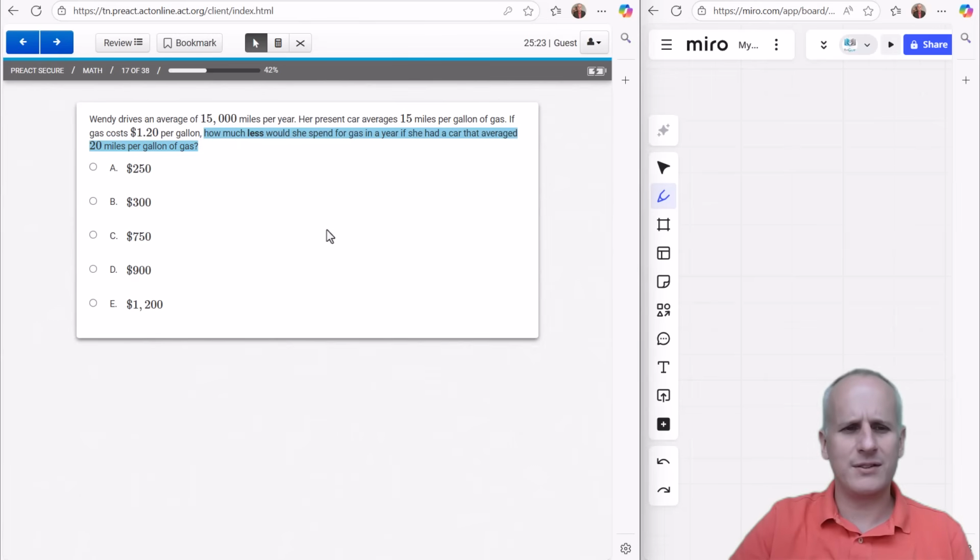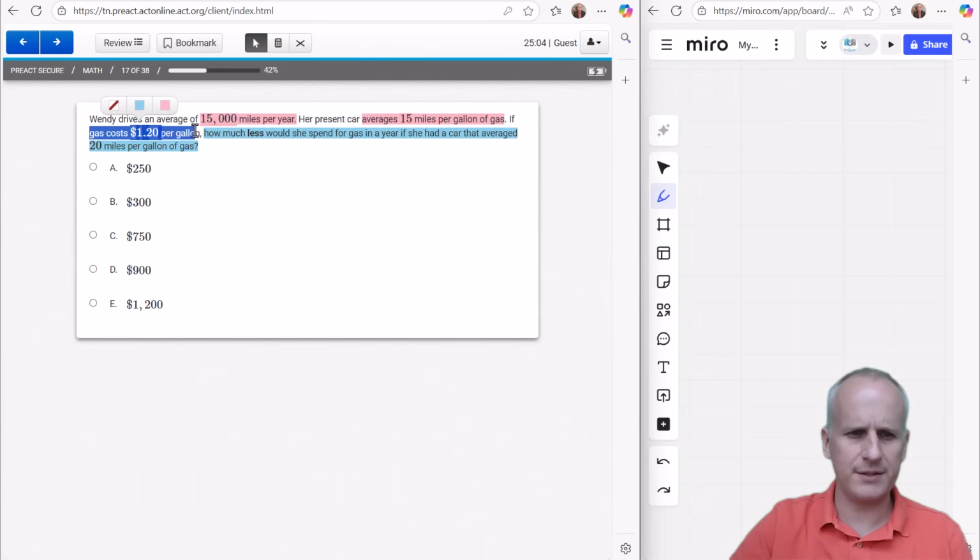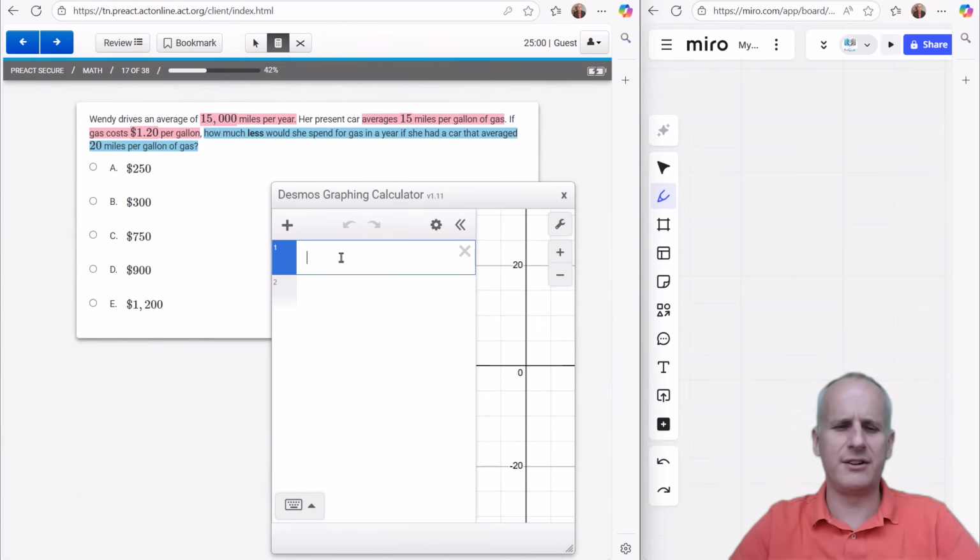So we start reading from the beginning, and I'm going to have my pointer once again, and we're just going to focus on details that are going to matter. So Wendy drives an average of 15,000 miles per year, so we'll highlight that in pink. We know her present car averages 15 miles per gallon of gas, and gas costs $1.20 per gallon. As we've been doing to this point, we're going to grab that graphing calculator to keep everything in the interface. Don't have to go to our scratch pad.